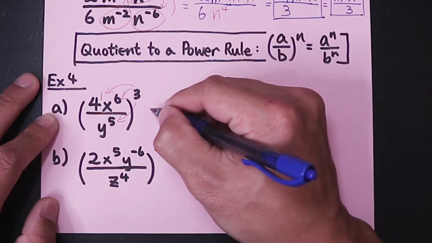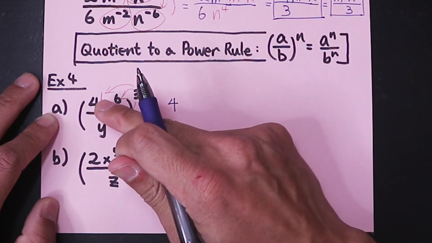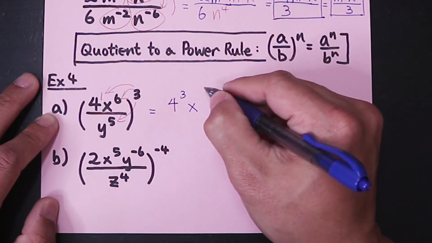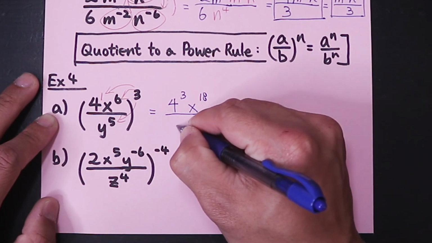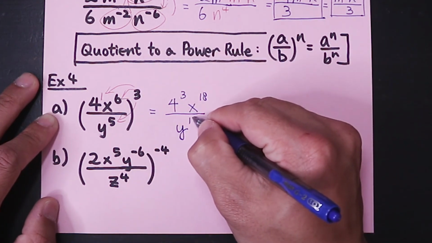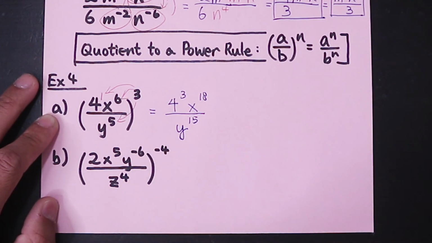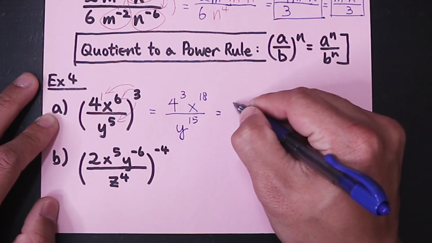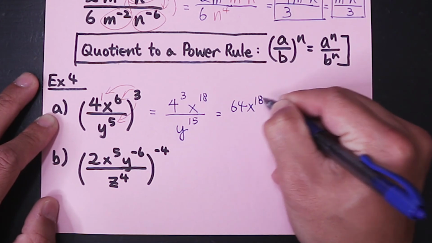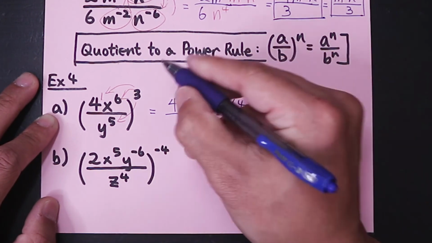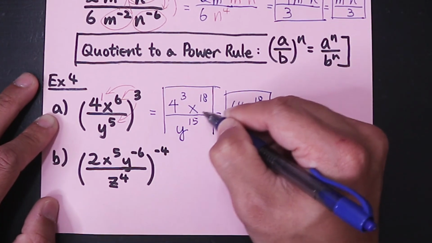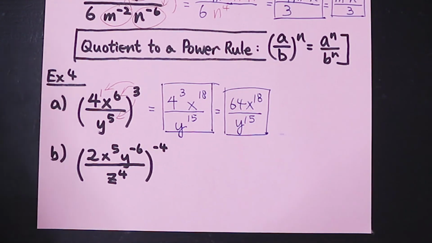like this. So you're going to have 4 to the 1 times 3, which is the 3rd power, x to the 6 times 3, which is the 18th power, over y to the 5 times 3, which is the 15th power. Remember, you could simplify 4 to the 3rd, which is 4 times 4 times 4, and you get 64 x to the 18th over y to the 15th power. And that's it. Now, of course, if you don't want to evaluate 4 to the 3rd, you could leave it like this. But if it's like 4 squared or 4 to the 1st, you have to simplify that.